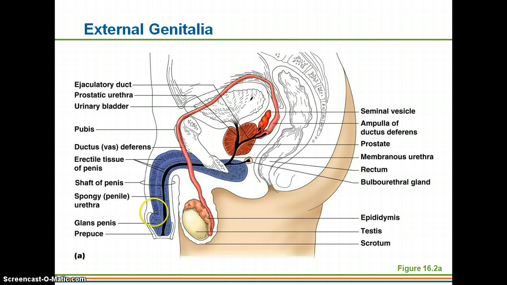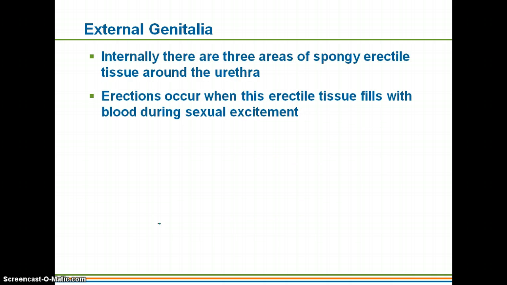So the glans penis is the enlarged tip here. The prepuce is the foreskin, and then of course the shaft of the penis is the length of it. Within the penis, there are actually 3 different areas of spongy erectile tissue. Basically, an erection occurs when the erectile tissue fills with blood during sexual excitement.